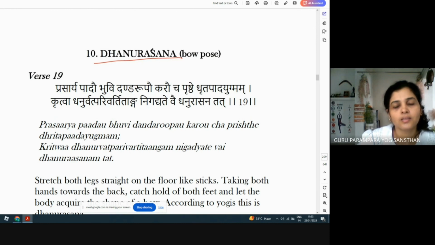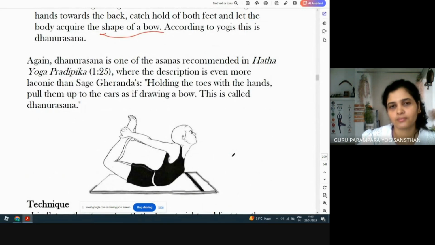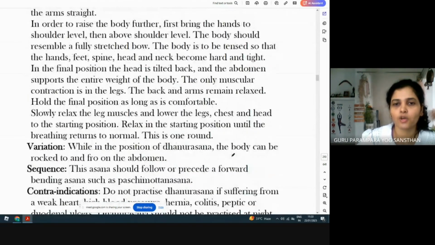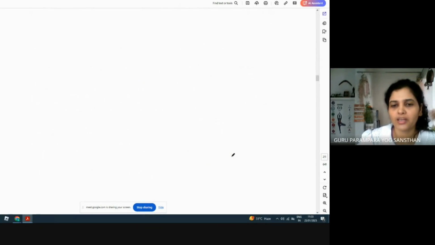Dhanurasana. It is given in Hatha Pradipika also. Here, stretch both the legs straight on the floor like sticks. Take both the hands towards the back. Catch hold of both the feet. Let the body acquire the shape of a bow, like we do today. According to the yogis, this is Dhanurasana. Same as we do today. And in Hatha Pradipika also there are no benefits. Here also there are no benefits.